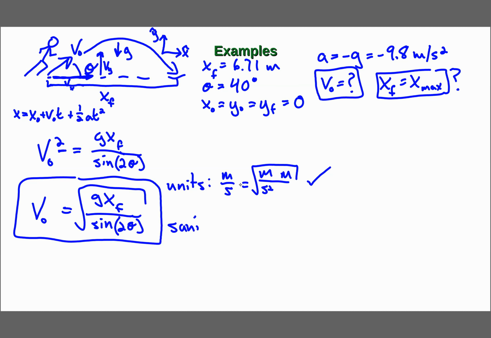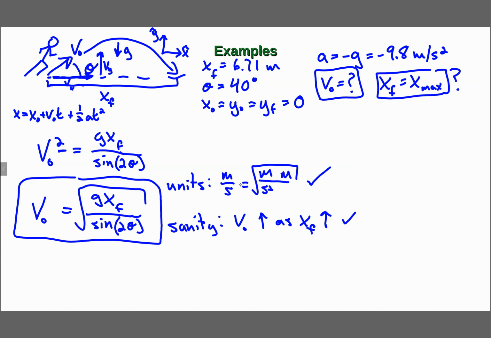So then sanity. When we look at the sanity here, we see in our equation that v naught will go up as xf goes up. So what is that telling me? That's telling me if she had jumped a further distance, she must have had a higher velocity at the beginning. Well, that makes sense. If you want to jump further, you have to leave the ground going faster. So that makes sense.